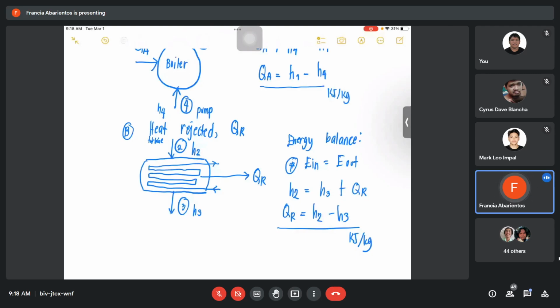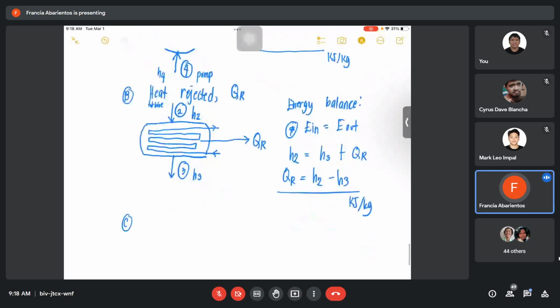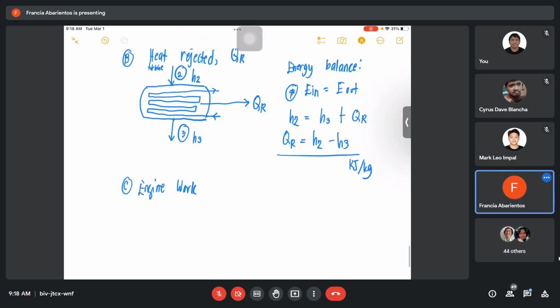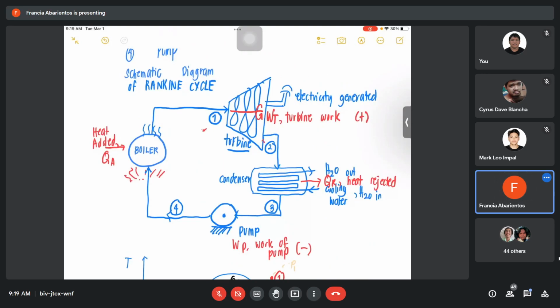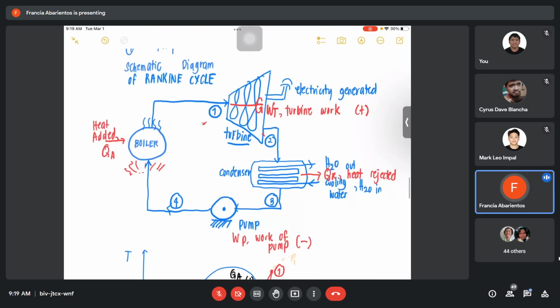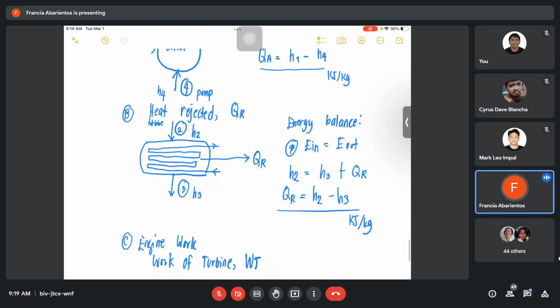How about if we have now the H2, ano naman, class? Punta tayo doon sa engine work. Engine work. Anong engine work natin? Ano yung nag-work doon? Work ng turbine. Okay, so kadalasan ng work ng turbine, balikan mo dito. Sa pinakauna, we have point 1 and point 2. Work of the turbine. We have the work of the turbine.